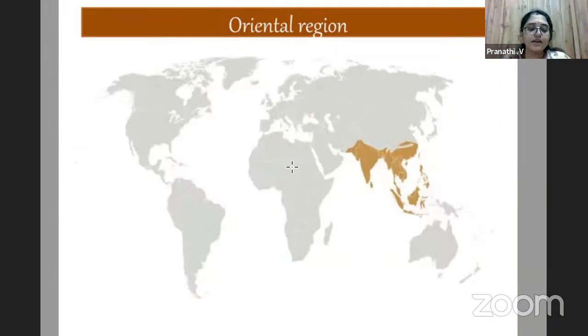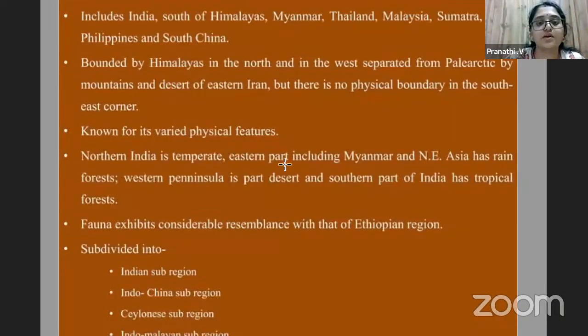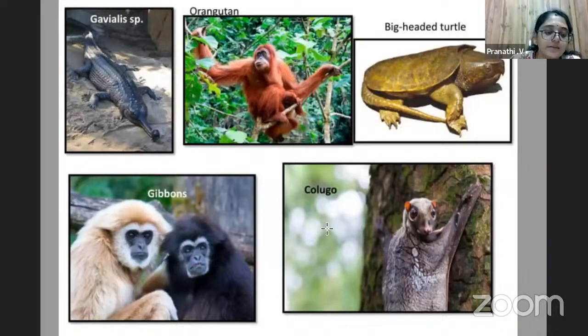When it comes to the Oriental region, this includes regions of the Himalayas, that is India, south of the Himalayas, Burma, Thailand, Malaysia, South China, all of these areas. Again, varied features. So you have Indian, Indochina, Ceylonese, and Indo-Malayan subregions. Again, endemic to these regions, you have different kinds of flora and fauna.